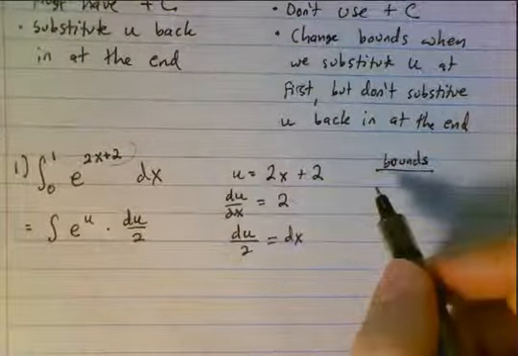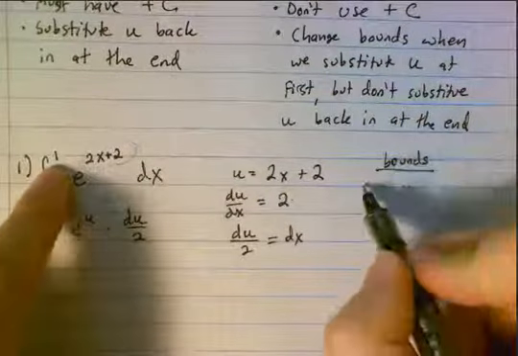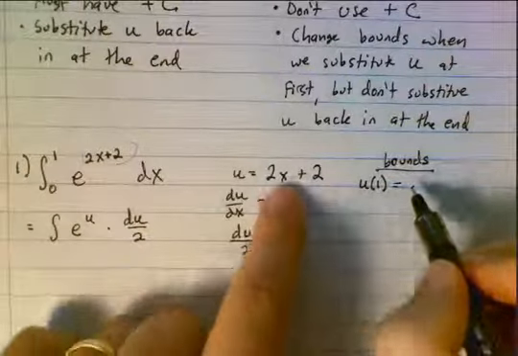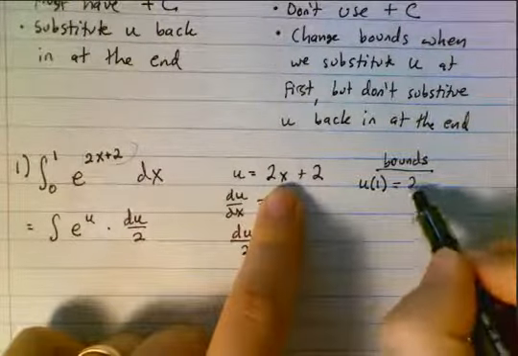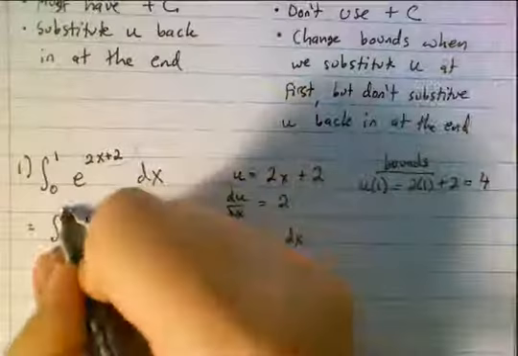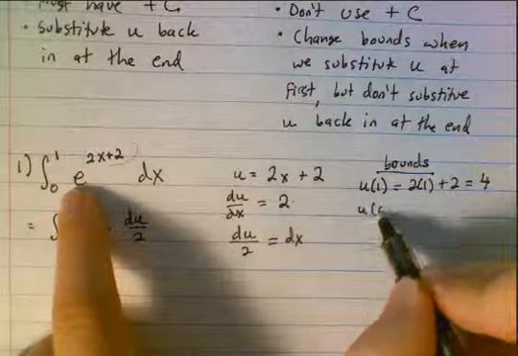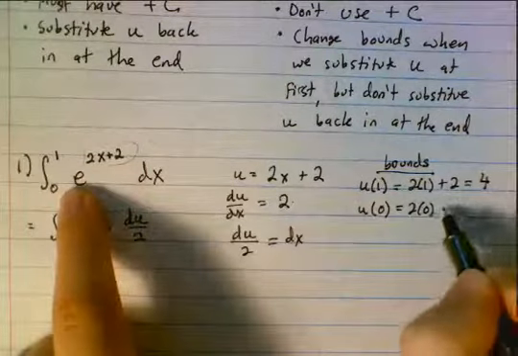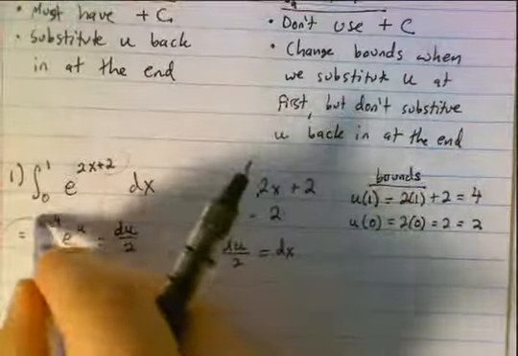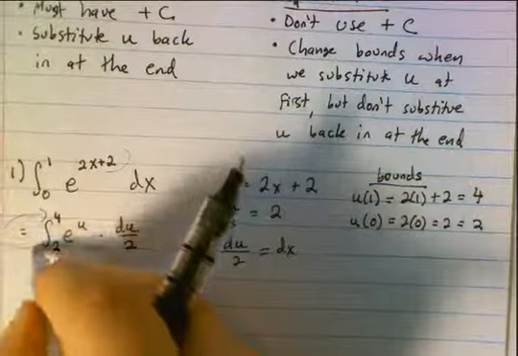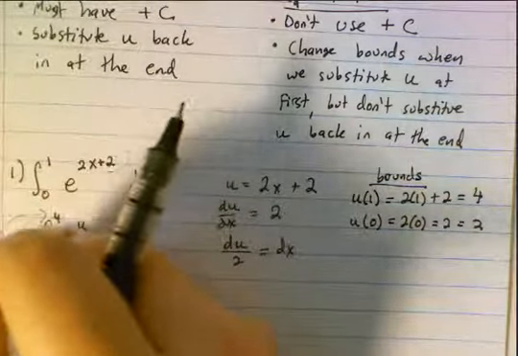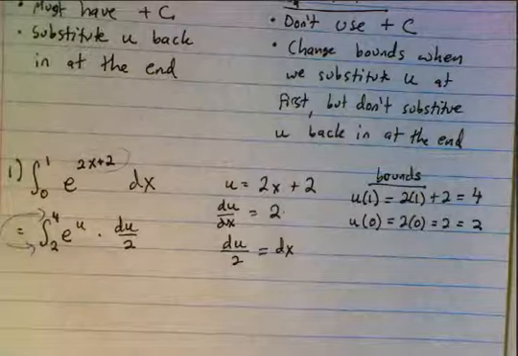Whatever the upper bound is, that's going to stay on top. So we're going to have u of 1, that's u of, not u times. We're just going to use this u function, put 1 in for x. That gives us 4. So 4 is going to go on top. Then we're also going to do u of 0, so we're going to put 0 in, giving us 2. So we're going to have 2 on the bottom. So make sure here that you change those bounds.